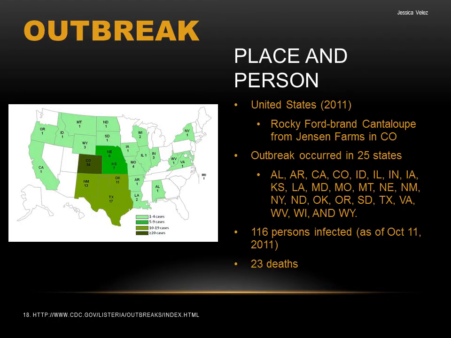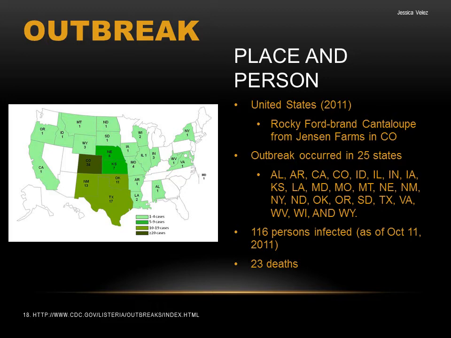The current outbreak of listeriosis is associated with Rocky Ford brand cantaloupe from Jensen Farms in Colorado and has affected 25 states. As of October 11, 2011, 116 persons have been affected, and there are 23 confirmed deaths. Also, one pregnant woman at the time of the illness had a miscarriage. The map provided is an image count of the outbreak as of October 11, 2011.